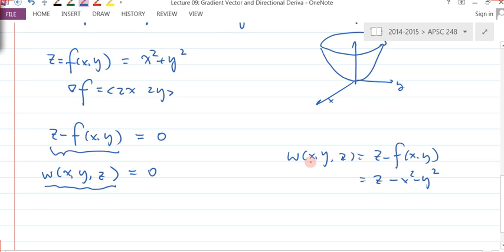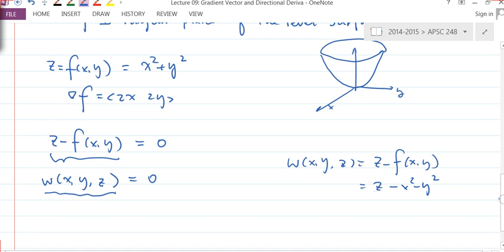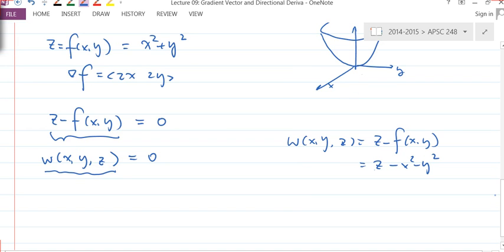So this is a function of how many variables? 3. It's a function of 3 variables, and when you let w equal to 0, that's what we call a level surface. If you let w equal to 1 or 2 or 3, it's another level surface. That makes sense, right?